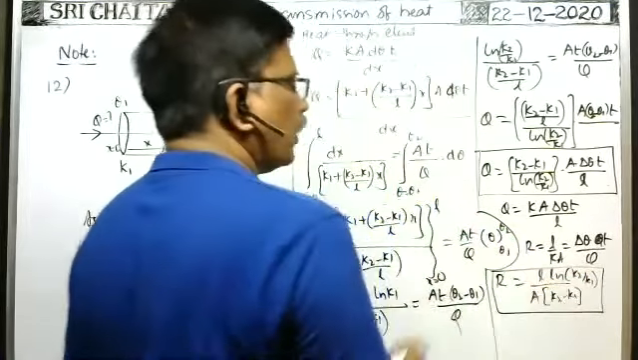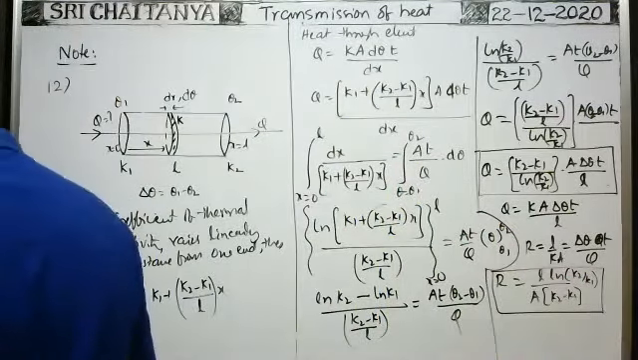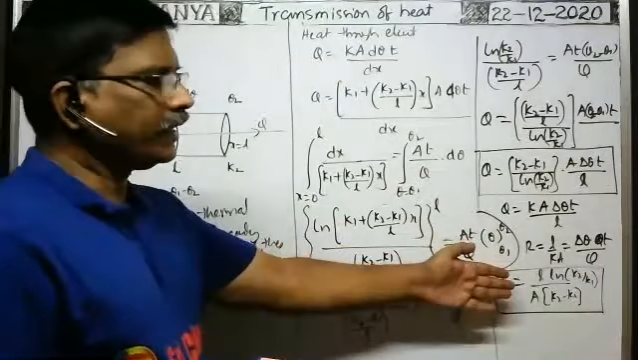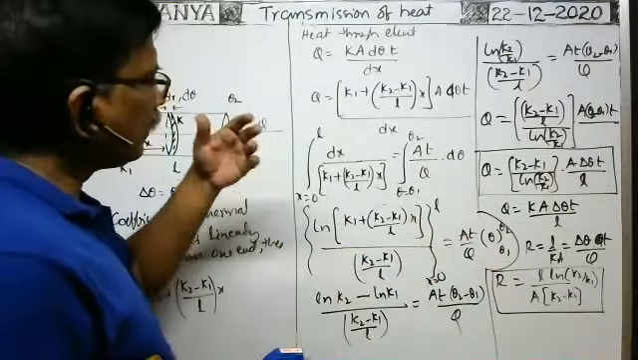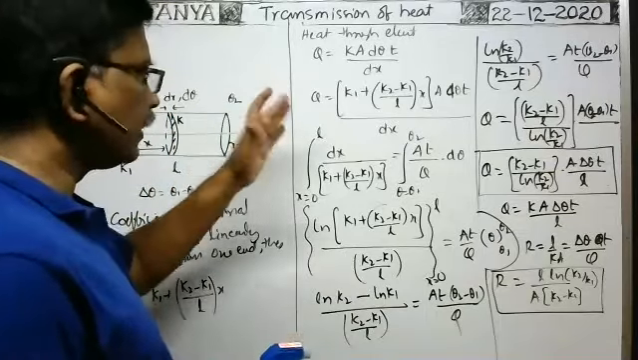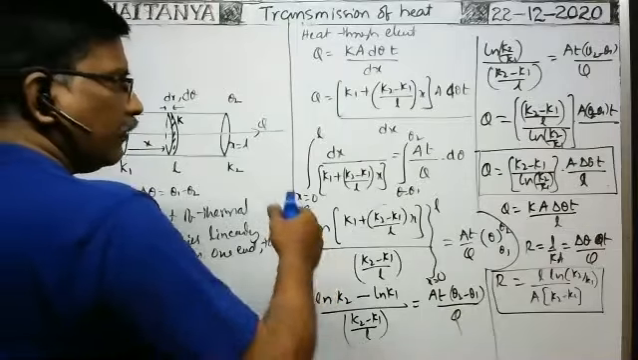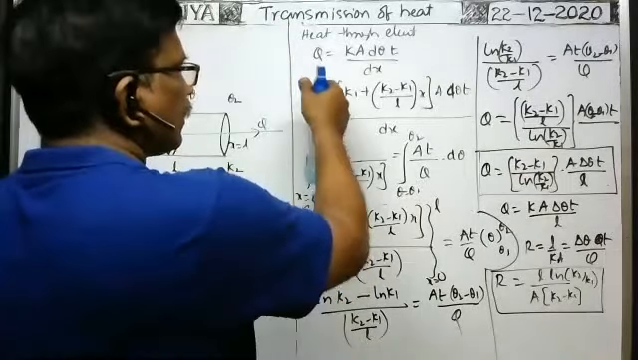Of course, we have to derive this formula. So L into ln K2 by K1 by A into K2 minus K1. Of course, by comparing, we can write directly, or we can derive the thermal resistance by this integration method. So the concept is important. That's why I'm explaining. I will explain how to derive the thermal resistance directly.